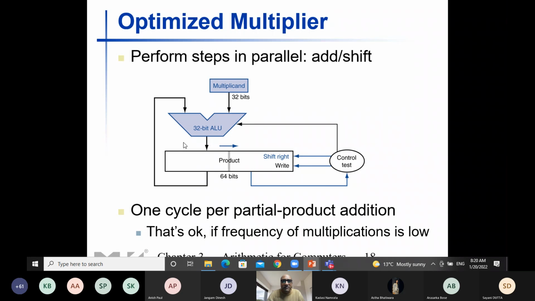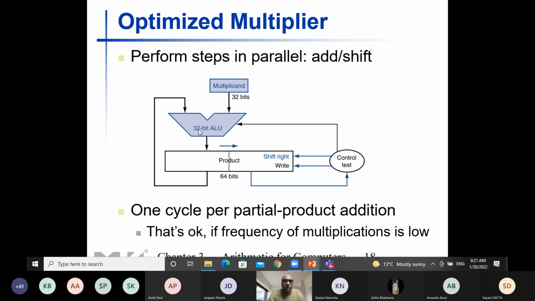You can see here, because ultimately our product you will get as a 64-bit register. When you multiply a 32-bit number with another 32-bit number, it may generate a 64-bit result. So therefore, the product requires 64 bits, and the product register should be a 64-bit register. But the multiplicand and the addition that need to be performed each time need not be 64-bit. 32 bits are sufficient.